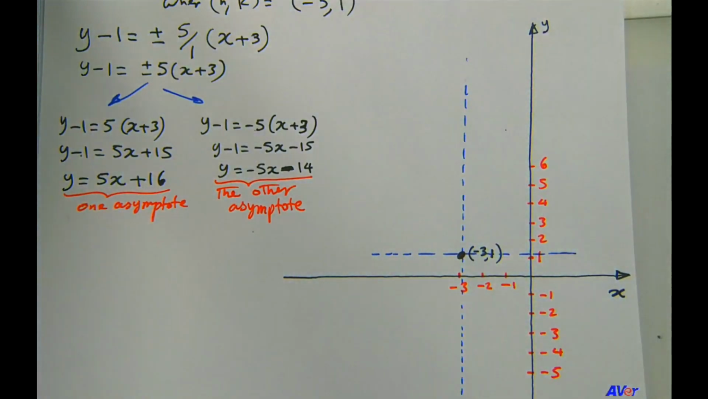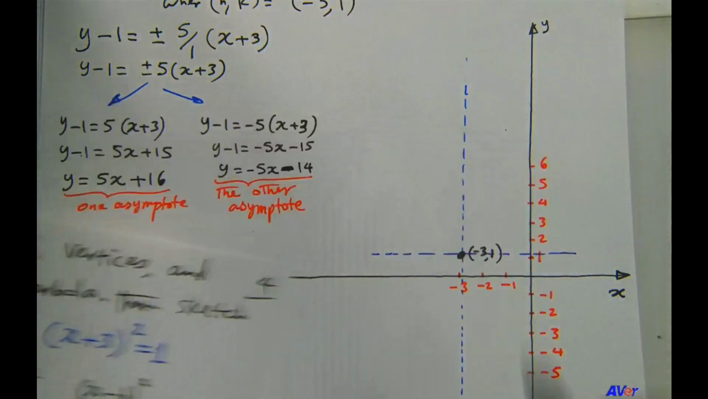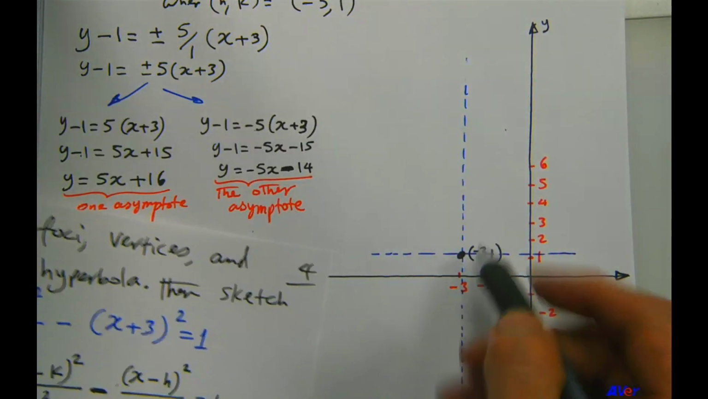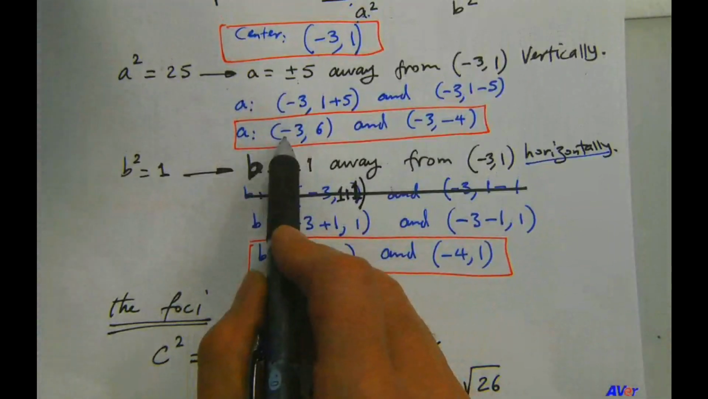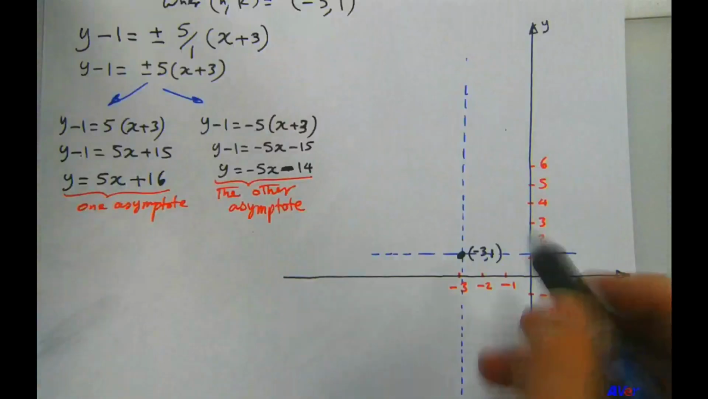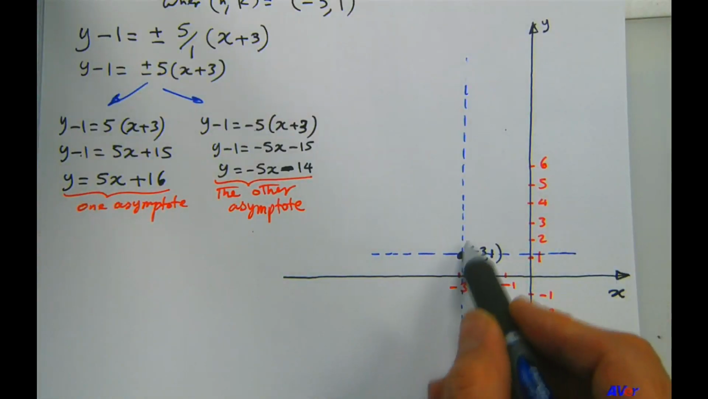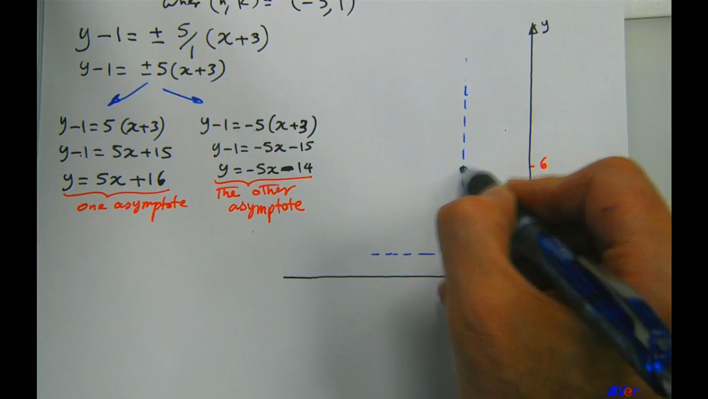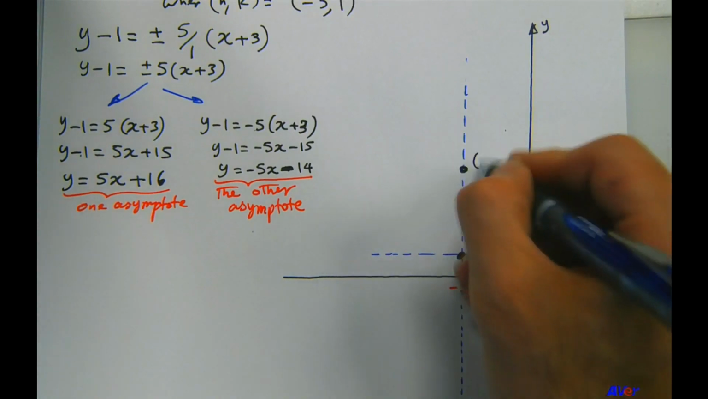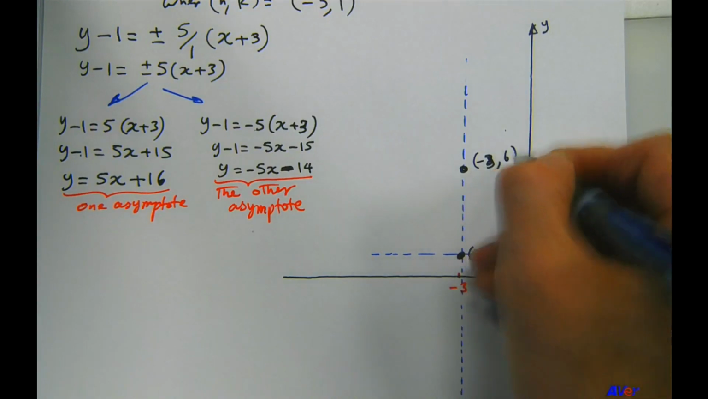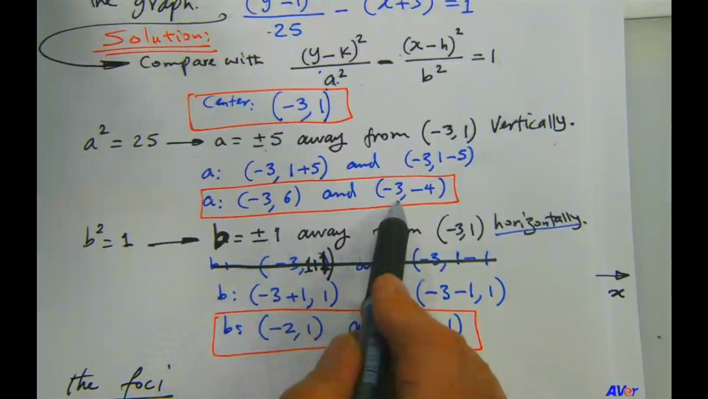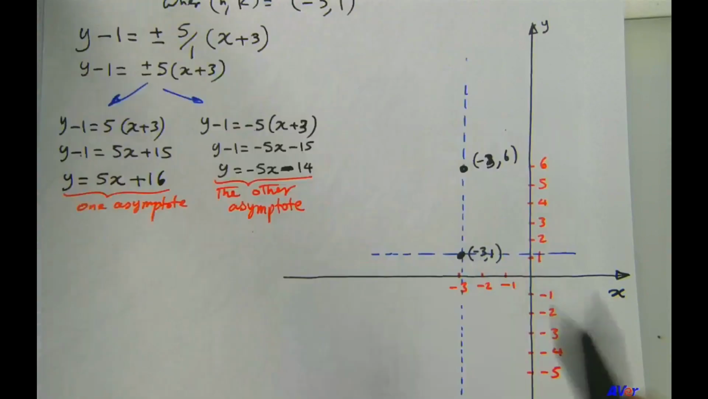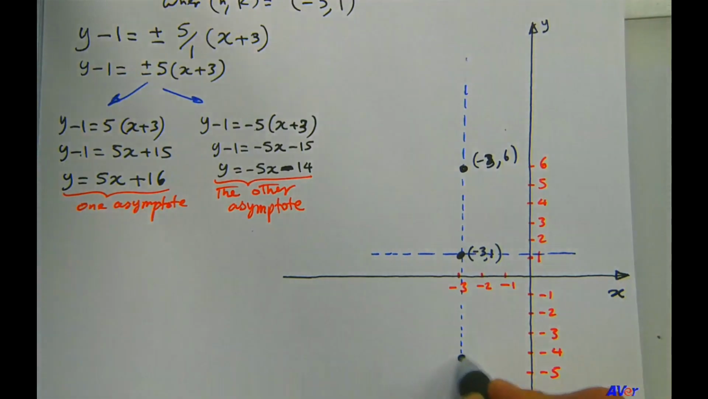Okay, so we know the center. Let's plot the vertices, which are vertical. So one of them is going to be at negative 3 comma 6. Let's find that. Negative 3 comma 6, that's right there. The other one is going to be at negative 3 comma negative 4. Let's find that. Negative 3, negative 4 is right there.